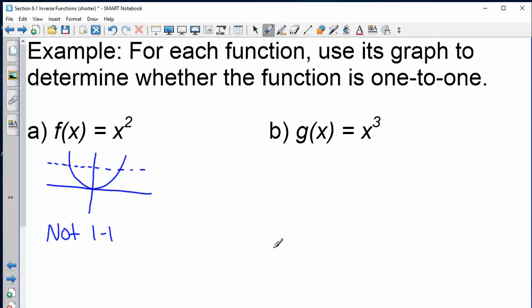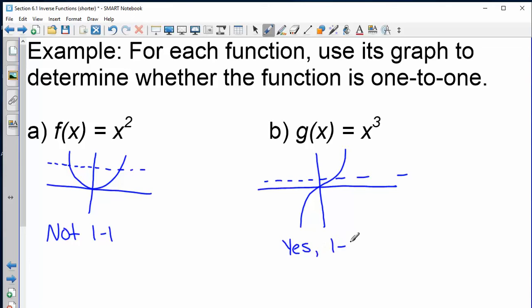What's x cubed look like? Can you draw any horizontal line that hits that more than once? No. No matter where I put it, it only hits my graph one time. So that one is 1 to 1.